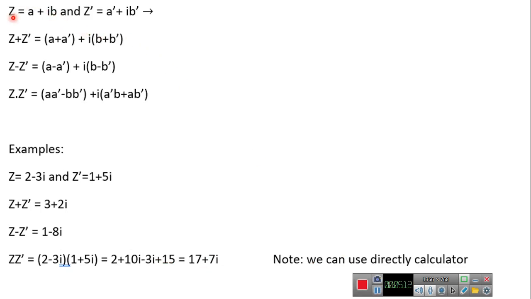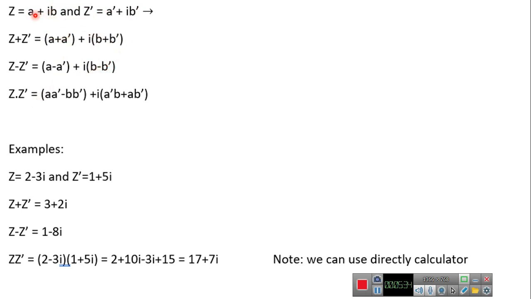A complex number z equals a plus ib, and another complex number z prime equals a prime plus ib prime. If you want to add z to z prime, you add real to real, so it's a plus a prime, and you add imaginary to imaginary, so i times b plus b prime. If you want to do subtraction, it will be a minus a prime, the real part, and b minus b prime, the imaginary part.